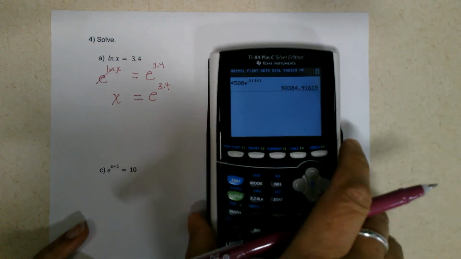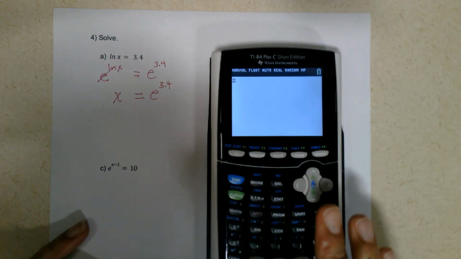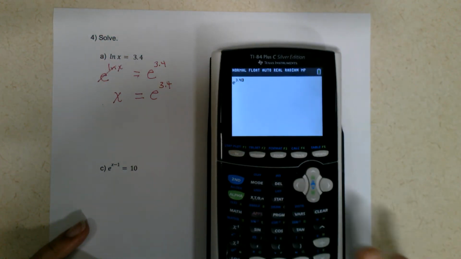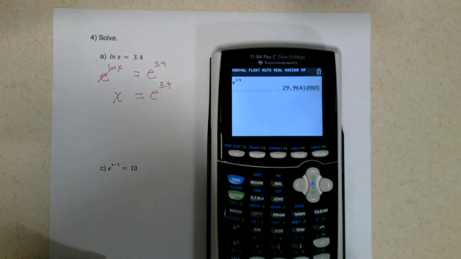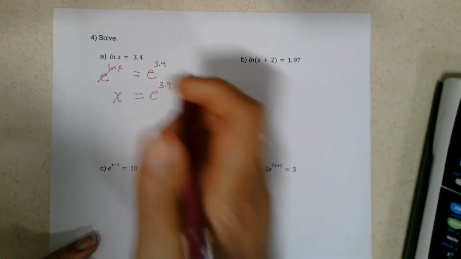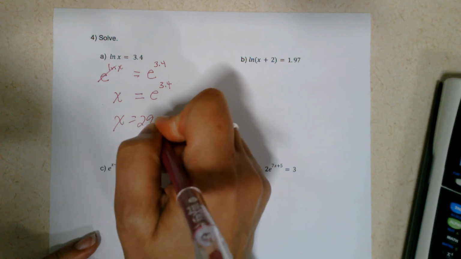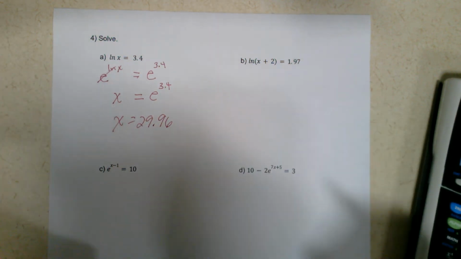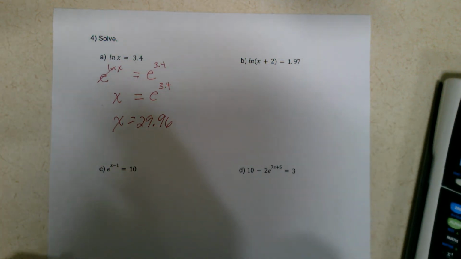We know how to do that. We have a calculator. So we're going to do e to the 3.4. And we get 29.96. So x equals 29.96. You could round to 30 if I asked to round to the nearest whole number.